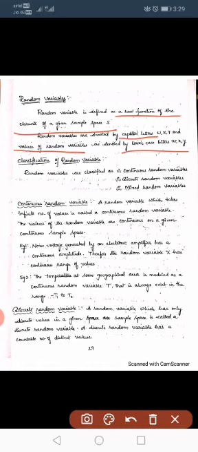A random variable is a real function of the elements of a given sample space. Generally, random variables are denoted by capital letters, and the values of the random variables are denoted by small letters. Random variables are generally classified into two types: continuous random variable and discrete random variable.